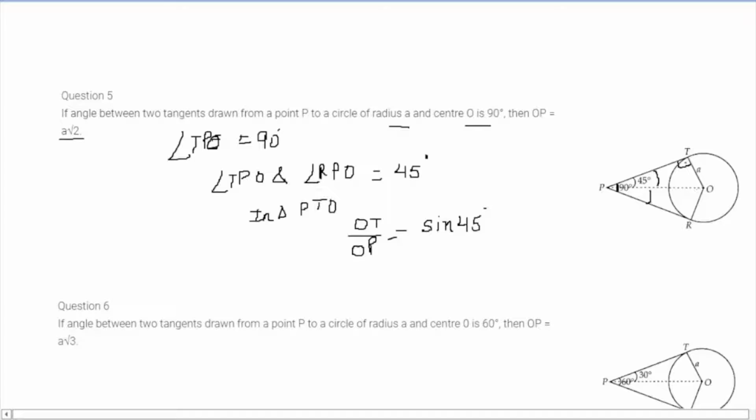OT is the perpendicular, OP is the hypotenuse. So it means OT over OP will be equal to sine 45 degrees. And OT is given as A, and we have to find OP, and the value of sine 45 is 1 over root 2. So it implies that OP will be equal to A times root 2. So it means the statement is true.